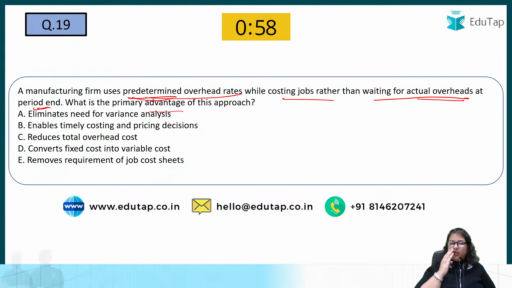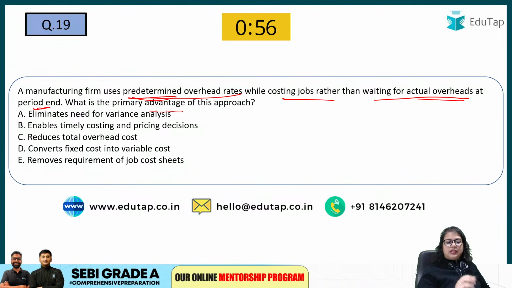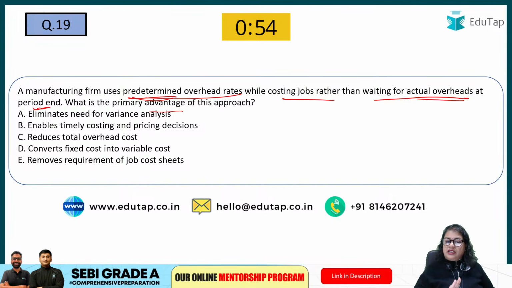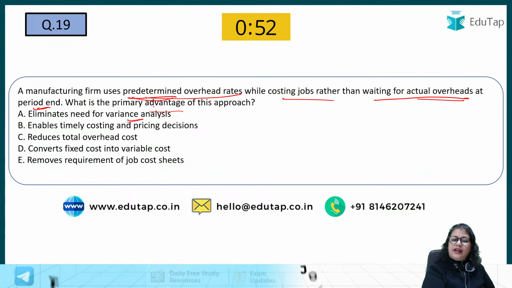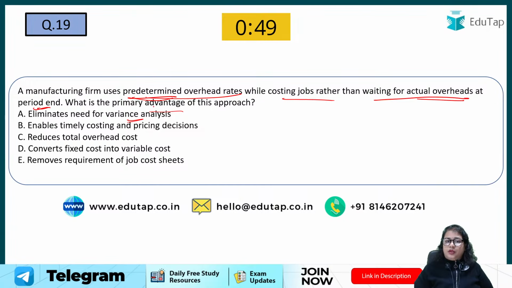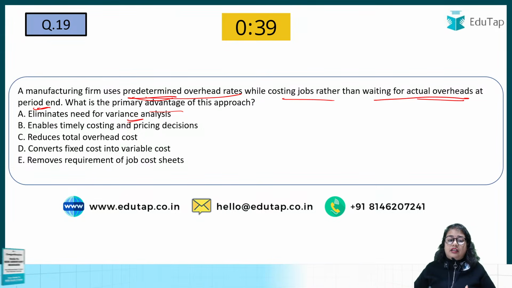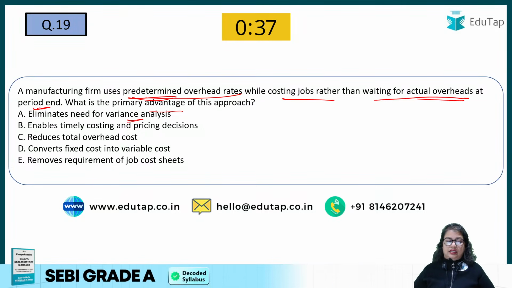So let us see what is the primary advantage. Let us look at the options. A, it eliminates the need for variance analysis. Why? Variance analysis will actually increase because we are using a predetermined overhead rate. Of course that will be different from the actual, so there can be variance, there can be a difference, right? So it does not eliminate, rather it enhances the need for variance analysis.